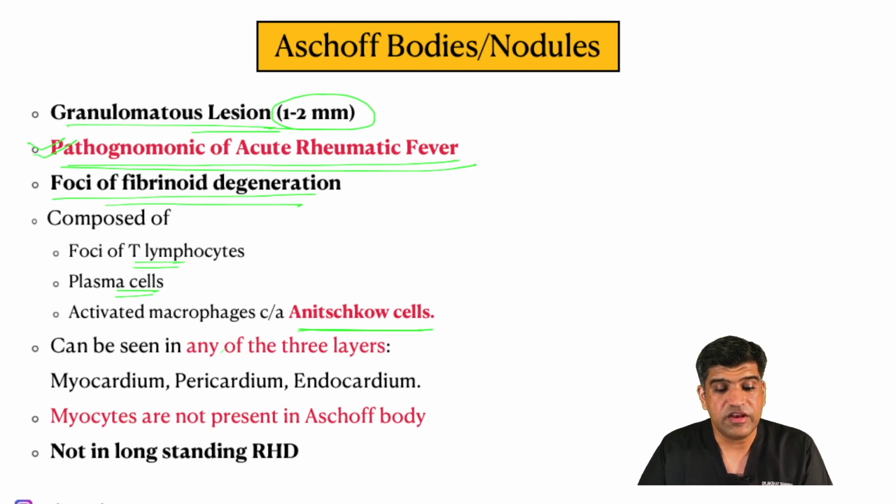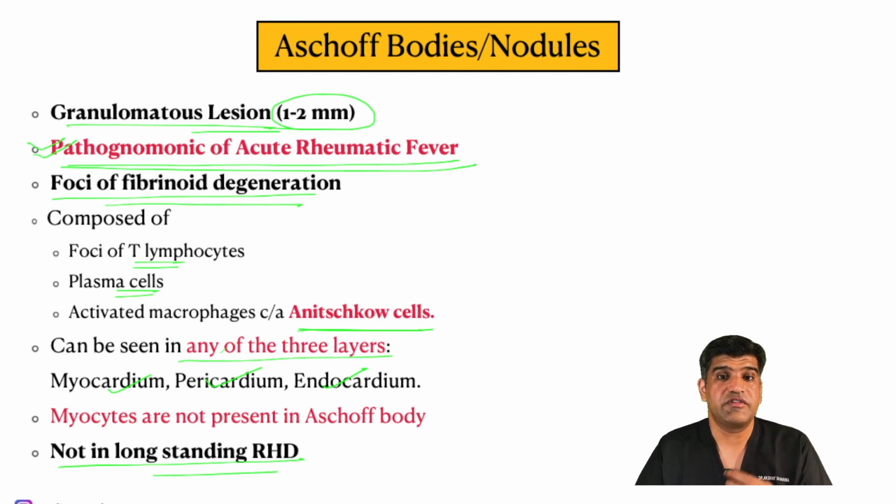They can be seen in any of the three layers, that is the myocardium, pericardium and the endocardium as well. Myocytes are not present in Aschoff bodies. Mind you guys, there is no role of myocyte in an Aschoff body. And they are not seen in long-standing rheumatic heart disease.